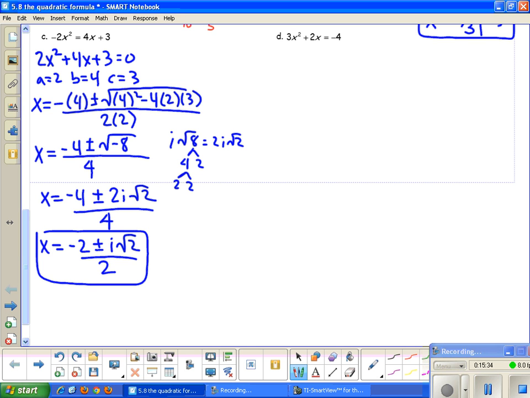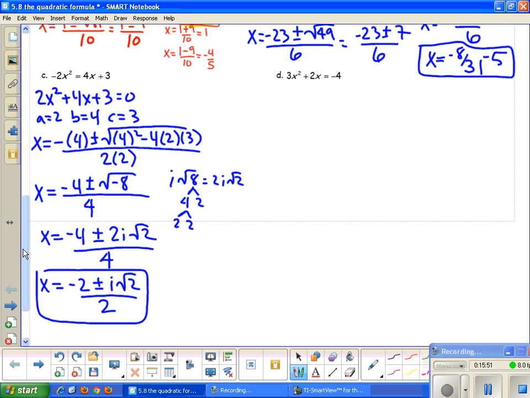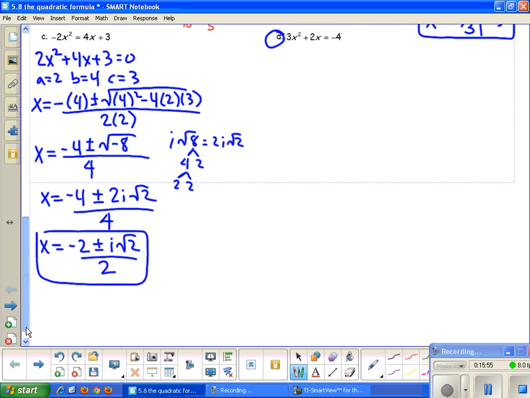So these are going to be my two solutions. And of course, my two solutions are imaginary. That means they're not going to cross the x-axis at all because they have that negative underneath the radical. So why don't you go ahead and do D and see if you can work out this problem on your own, and then we'll look at it in class together.